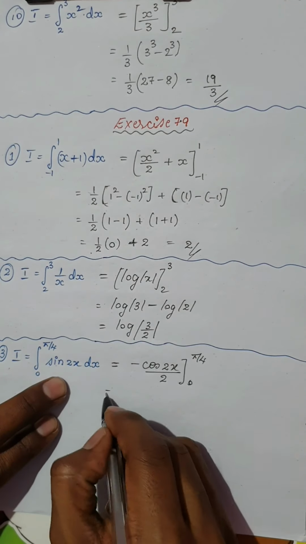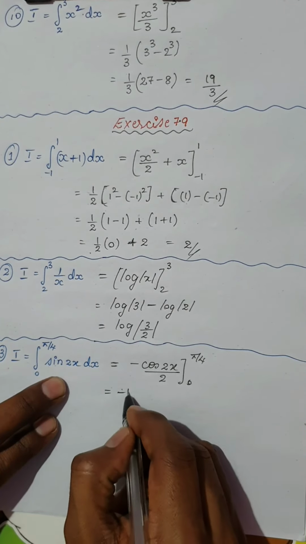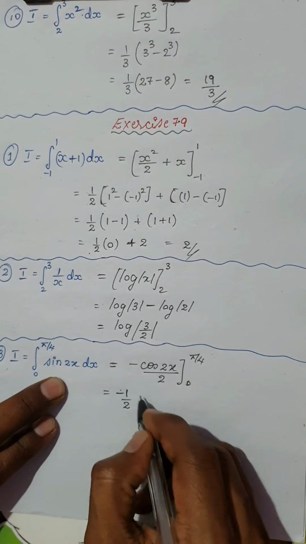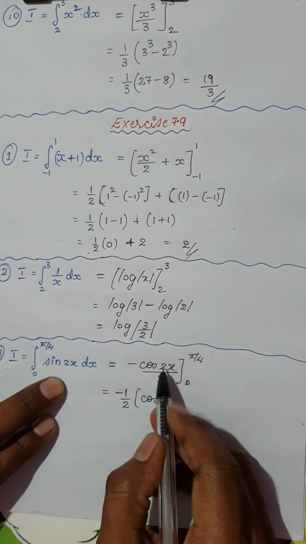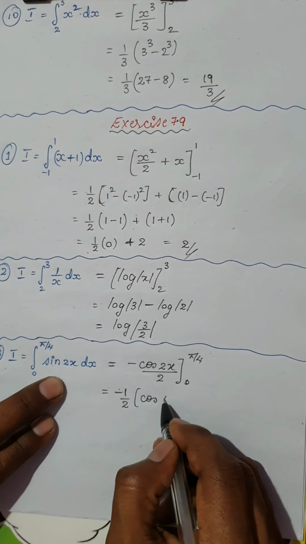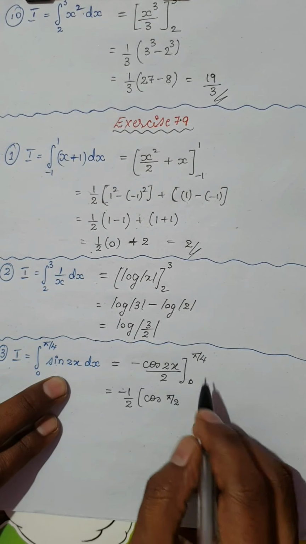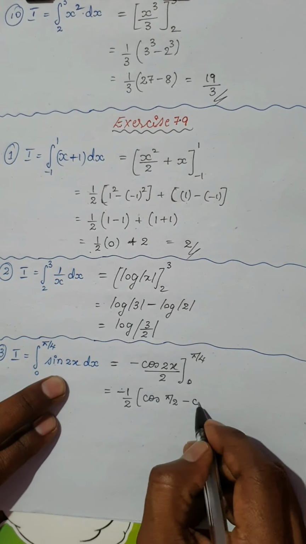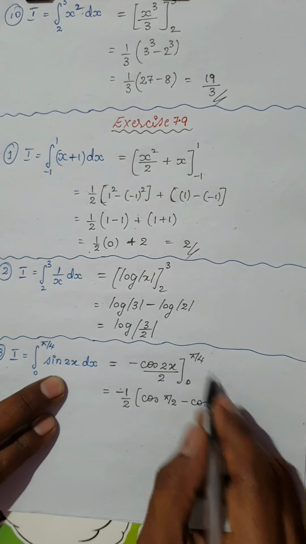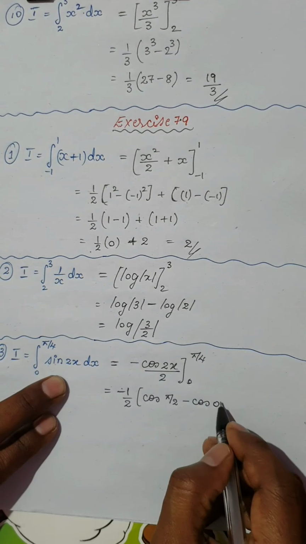Okay. Let us apply the limit. So let me keep this minus 1 by 2, which is constant, outside. So if you apply the limits, you will get cos of 2 times pi by 4, which would be pi by 2. Remember, 2 into pi by 4 would be pi by 2, minus cos of 2 times 0, which would be 0 itself.